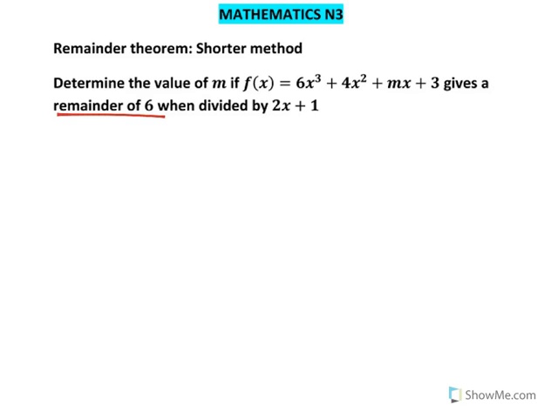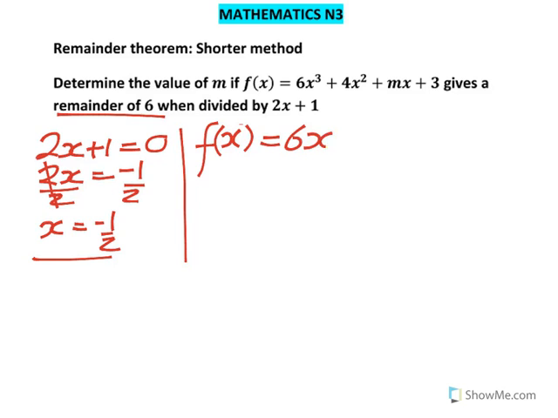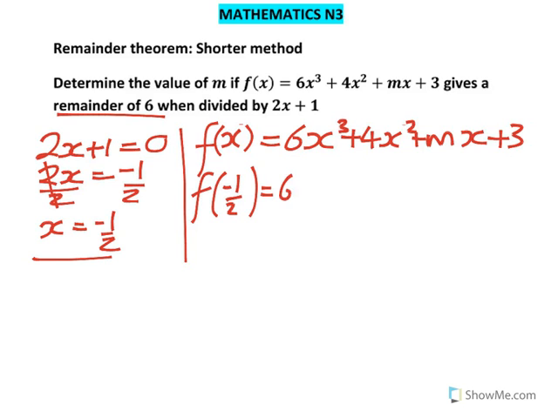Remember 2x plus 1 is a factor, so you are going to equate that to 0. So 2x is equal to minus 1. Divide that by 2, you're going to have x is equal to minus half. Now, if we come to our f of x, they told us that f of x is equal to 6x cubed plus 4x squared plus mx plus 3. Now we are going to have f of minus half is equal to 6.